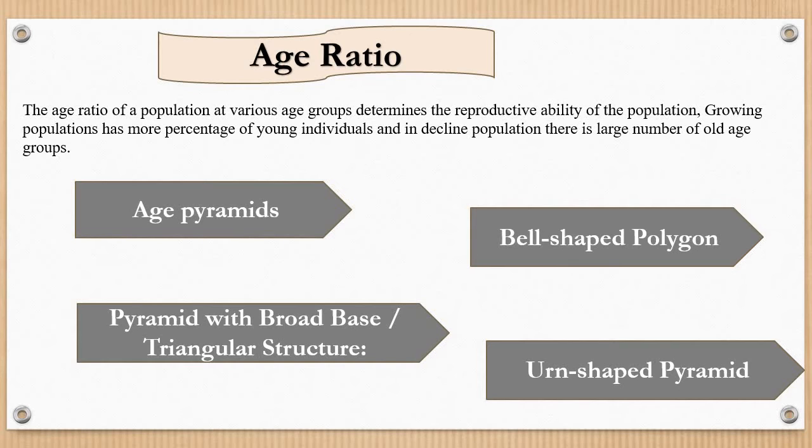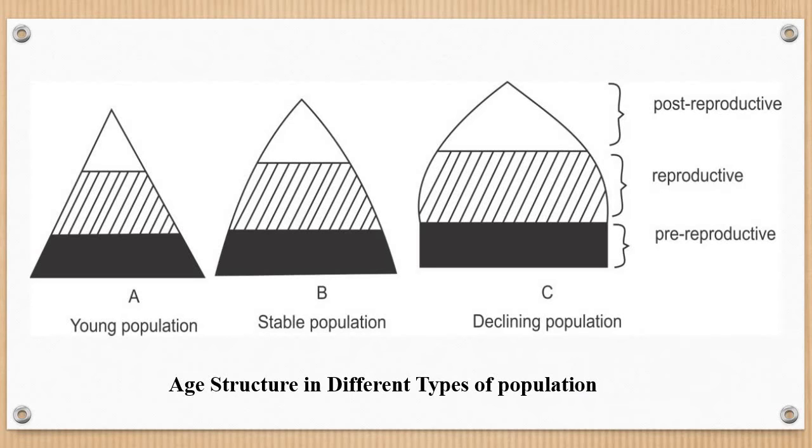So on the basis of the age pyramid, or on the basis of the number of individuals belonging to which group, whether pre-reproductive, reproductive, or old age group, the age pyramids are of three types: pyramidal type, bell-shaped type, and urn-shaped type, right? Let's see how these three types of pyramids appear. Yes, here is the diagram showing all the three pyramids.